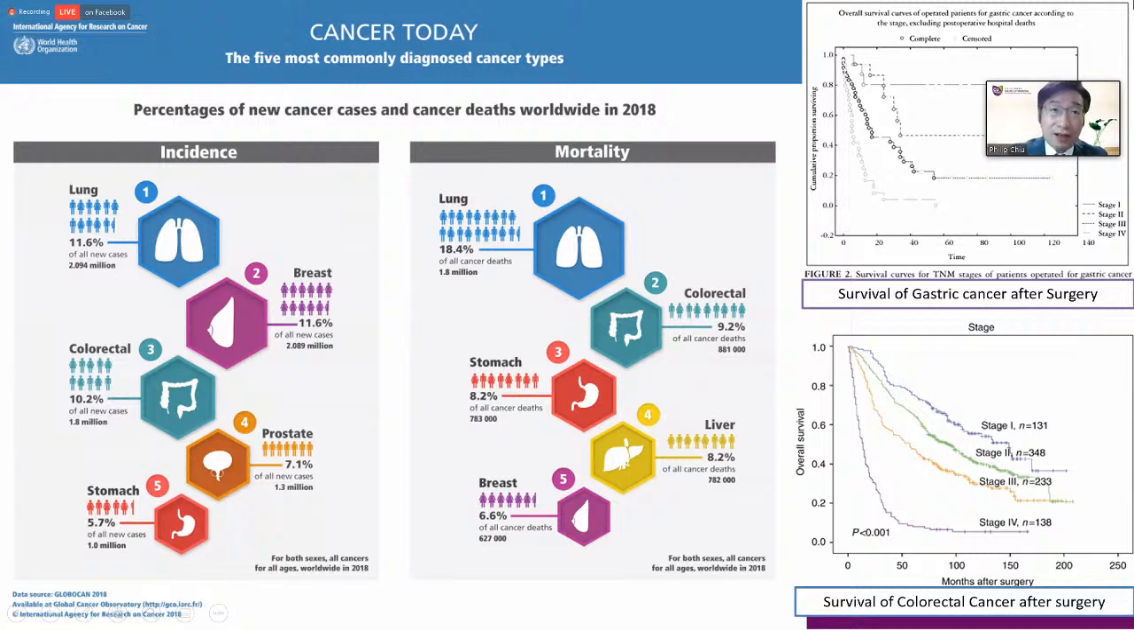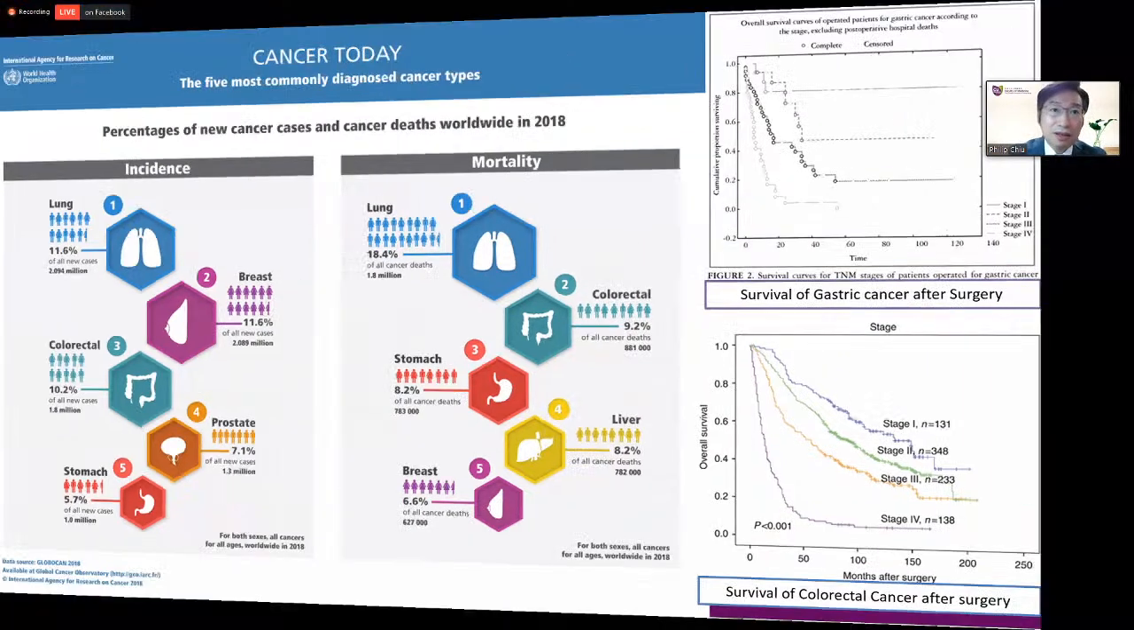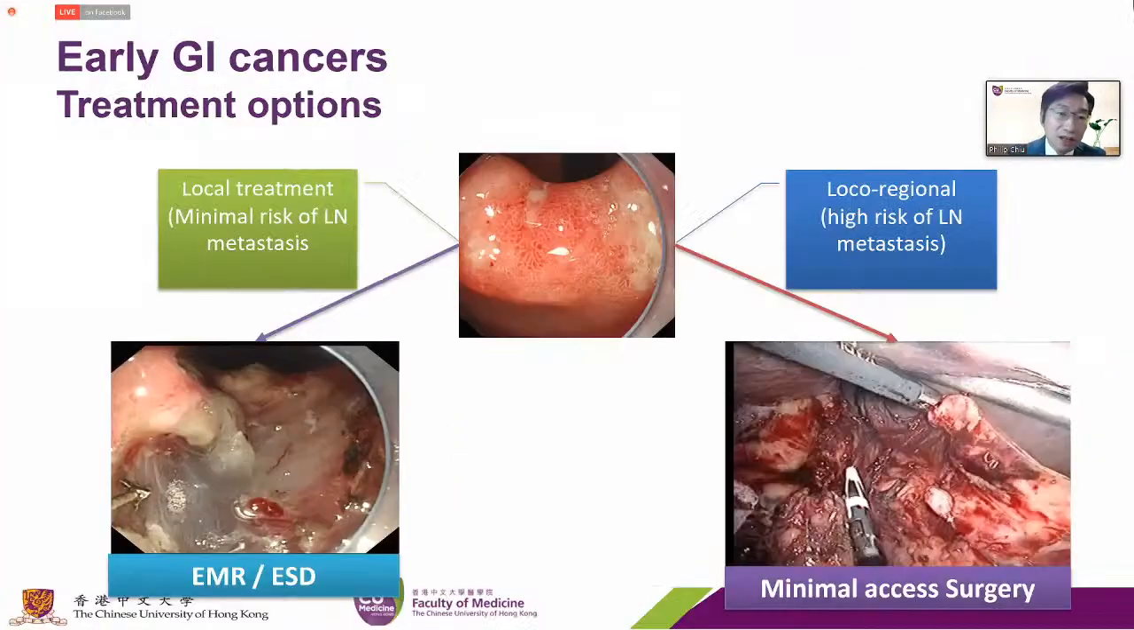So a lot of the time, when we are tackling these cancers, the most important thing is how to make an early diagnosis. If you can recognize early GI cancer, locally situated without risk of lymph node metastasis, then the treatment option is endoscopic resection.